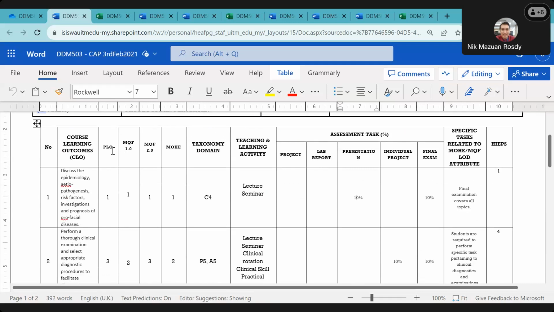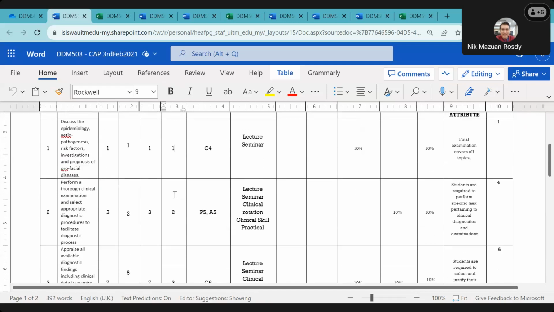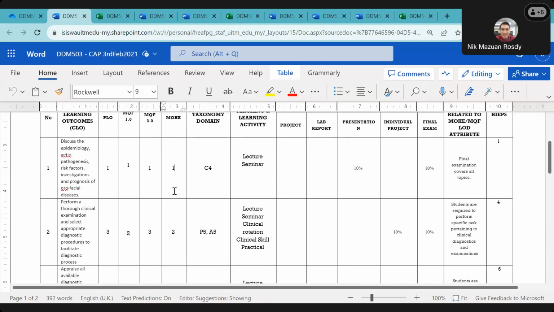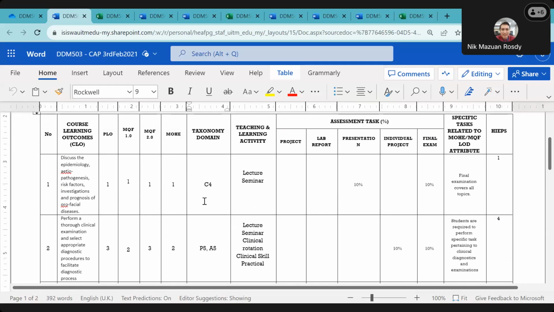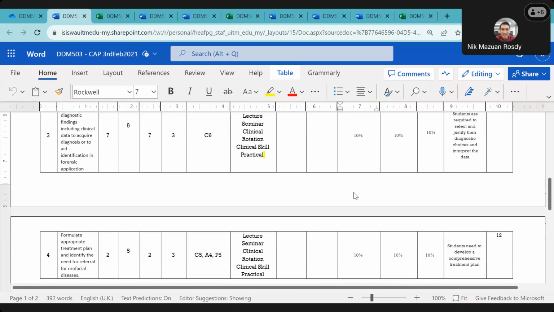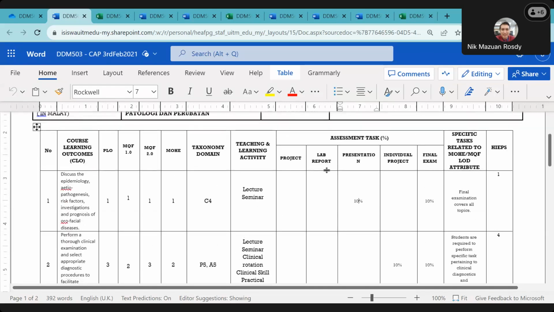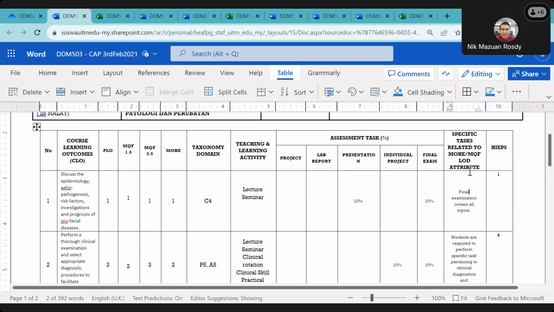Okay? PLO apa, FQF 1.0 yang lama, MQF 2.0 ni yang sekarang. MOHI ni ada dalam guideline dia. MOHI ni MOHI type apa. So taxonomy domain ni you boleh extract daripada you punya course info tadi kan. Teaching and learning everything daripada Copo March. Assessment task ni yang kena bahagikan lah percentage dia. In total dia akan dapat 100%. Susah sikit yang ni. I found it very difficult for me to agihkan percentage. And then kita ada specific task related to MOHI, MQF, LOD attribute. LOD ni learning domain.